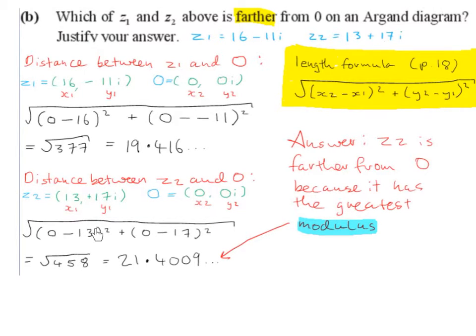0 minus 13 is going to be minus 13 squared. 0 minus 17 is going to be minus 17 squared. Add them together to get 458, and you have your square root. The square root of 458 is 21.4009. So 21.4009 is clearly bigger than 19.416. So Z2 is further from 0 because it has the greatest modulus. So it has the higher value. 21.4009 is bigger than 19.416.